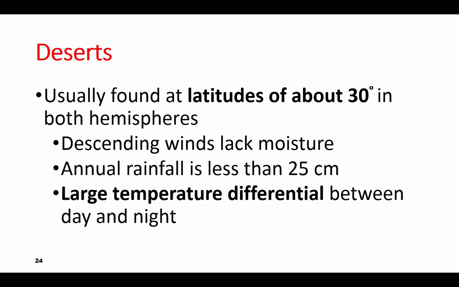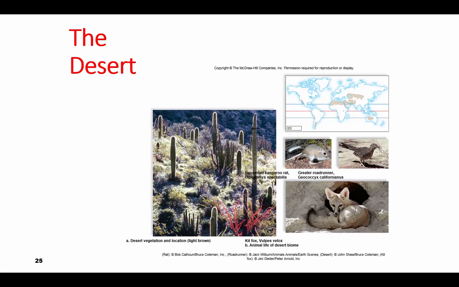Now, you're familiar with deserts. This covers about 30% of the Earth's surface. We find them at latitudes about 30 degrees north and south of the equator. The descending winds lack the moisture, so you're going to have less than 25 centimeters of rain each year. And there's a large differential in the temperature in the day and the night. It may get up over 100 in the day, but at night it drops well below freezing. Cacti, that desert fox, the roadrunner, and you can see where they're found also on that map.